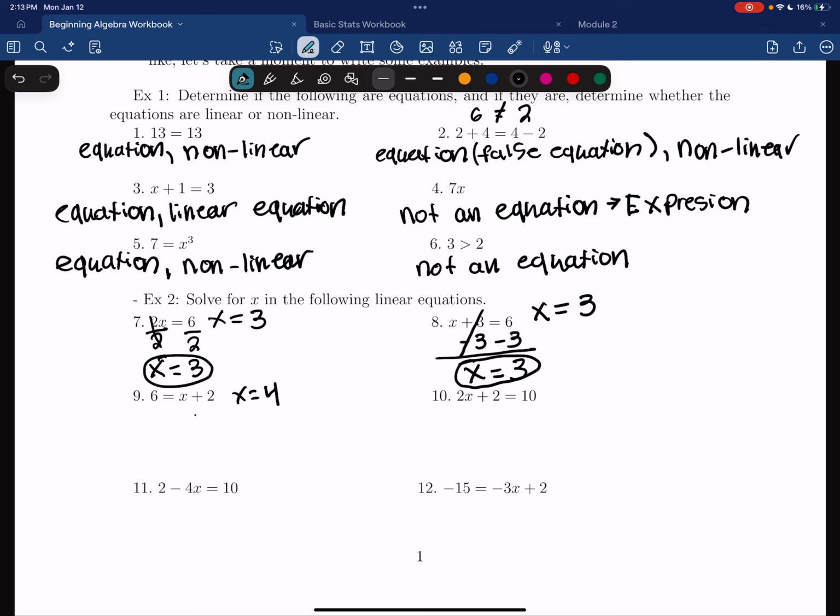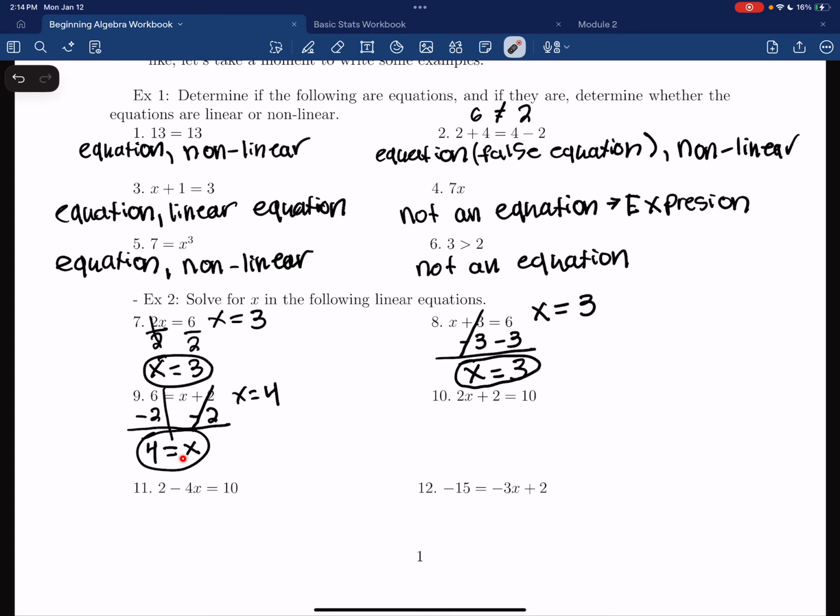Now let's do this algebraically and see if it holds true. The opposite operation of addition is subtraction. So I'm going to subtract 2 on both sides. So we get x all alone. So these 2's cancel. And then we get x equals 6 minus 2 is 4. Well, our logic does indeed hold true. We have x equals 4, x equals 4. Perfect.